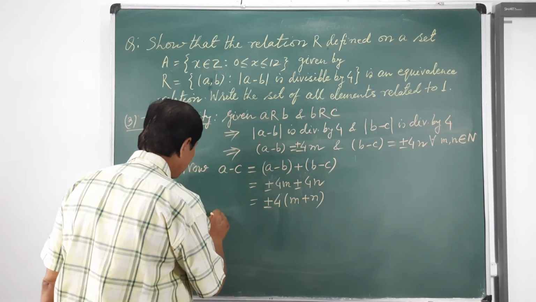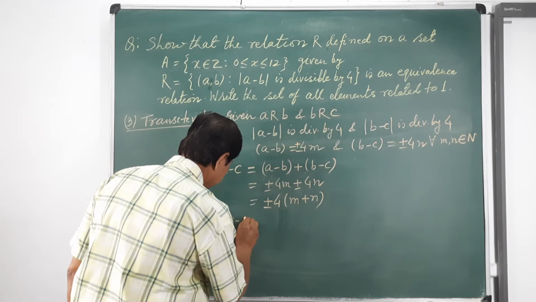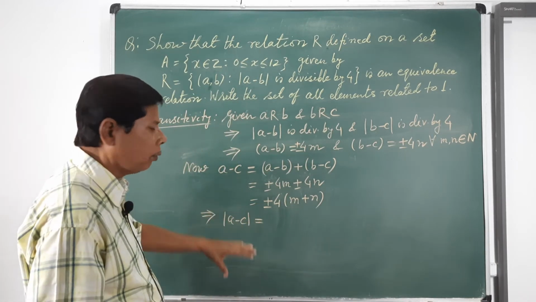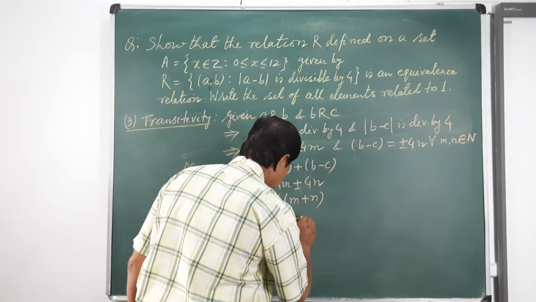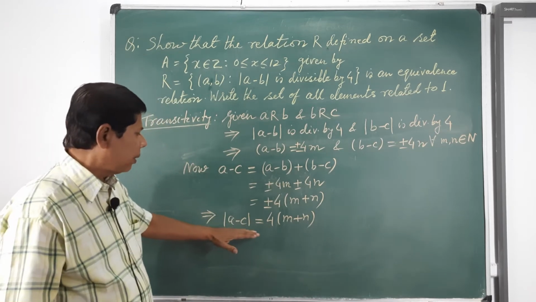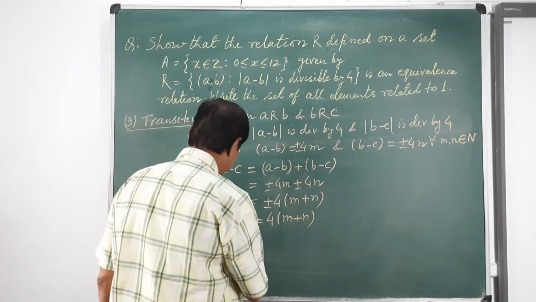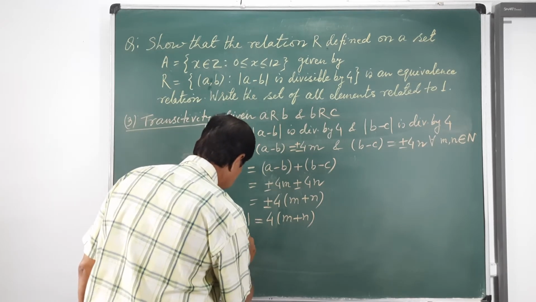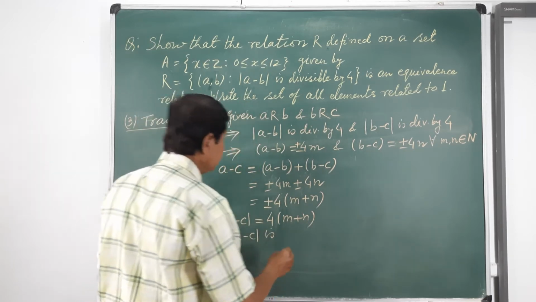Now, if you take the modulus of this from both sides, mod of A minus C is equal to, whether it is positive or negative, you take the modulus of that, it will be 4 times m plus n. So, mod of A minus C is also a multiple of 4. So, this implies mod of A minus C is divisible by 4.